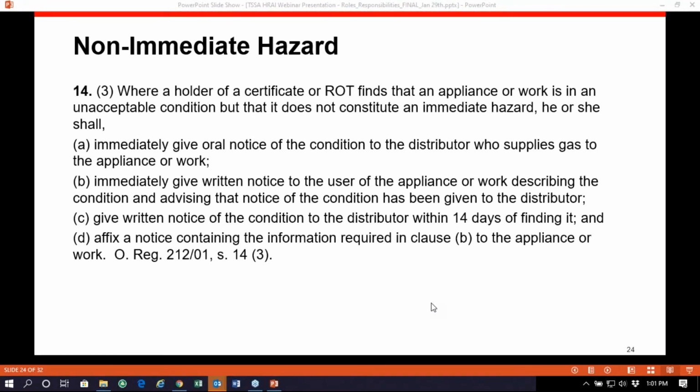On the other hand, though, if you're working on an appliance, I wouldn't expect you to search the house for the fireplace in the bedroom or the unit on the roof if you're not working up there, just to look and see if there are non-compliances. So if it's where you're working, I expect you to do that and identify it and tag it as necessary.